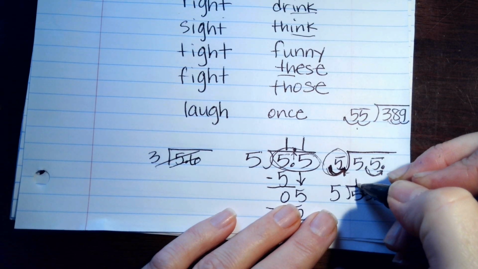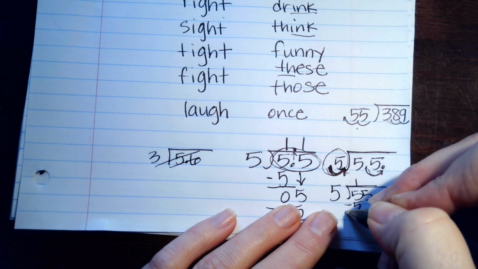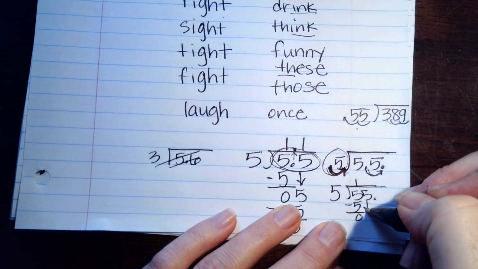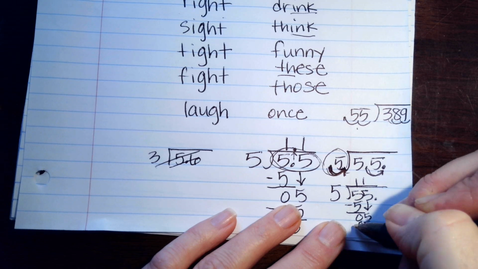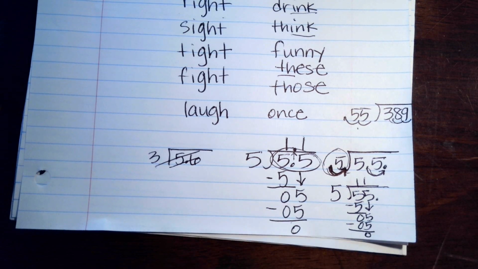5 goes into 5 one time. 1 times 5 is 5. 5 minus 5 is 0. Bring down the 5. 5 goes into 5 one time. 5 times 1 is 5. And we have a 0 as our remainder.